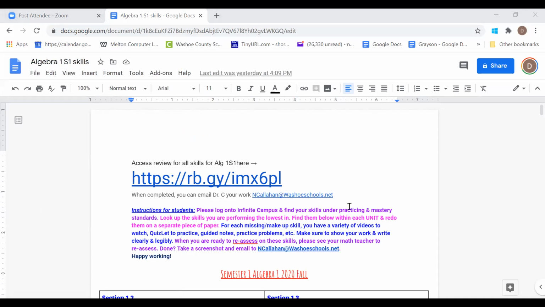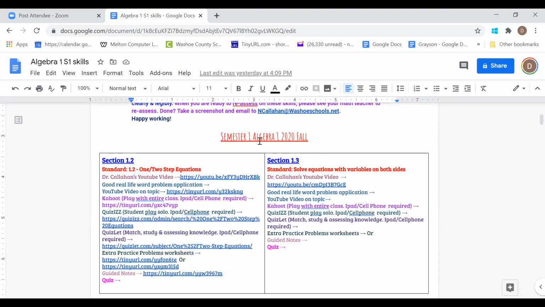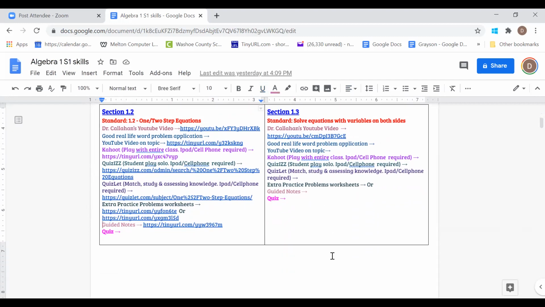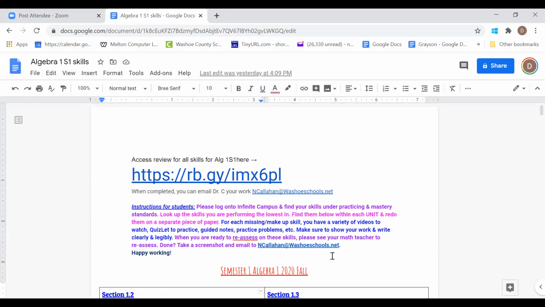Awesome. So this is going to be your Google Doc for this entire class. It is for Semester 1, Algebra 1, 2020 Fall. So we started off with section 1.2, and if you look at it, that topic for 1.2 is our 1-2 step equations. I also have my video that goes along with the guided notes right here. If you, however, need some additional practice, I do have other videos, Kahoot, quizzes, Quizlets, extra practice, worksheets, etc. right here. So you guys can go ahead and have access to that, okay? So I will be posting everything here for your class, and it is for the entire first semester. So keep that in mind.